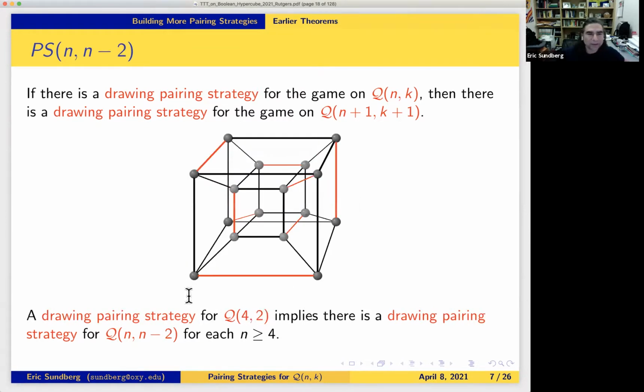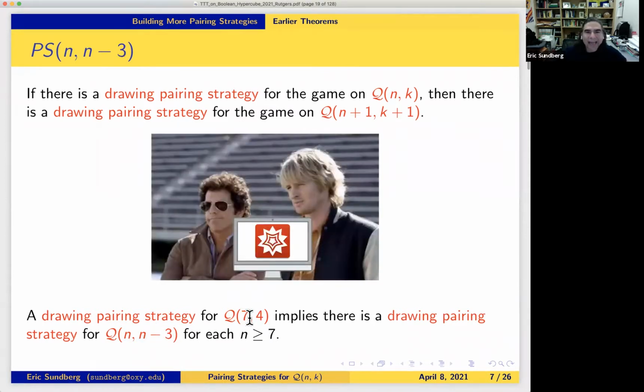And since we found a pairing strategy for the Q(4,2) game, we repeatedly apply our lemma, and there's a little gap of 2 here. So we get that there's a pairing strategy for the Q(n,n-2) game for each n greater than or equal to this value of 4. And then using Mathematica, we were able to find a pairing strategy for the Q(7,4) game. And then because of this gap of 3, that gave us a pairing strategy for the Q(n,n-3) game using our lemma. And that was starting at n = 7.